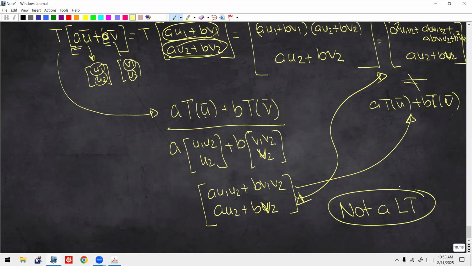Okay. So I've given you two examples of transformations that are not linear. Let me give you one where it is linear, so you don't think everything is not linear. Is that okay? All right. So here's one that is linear.